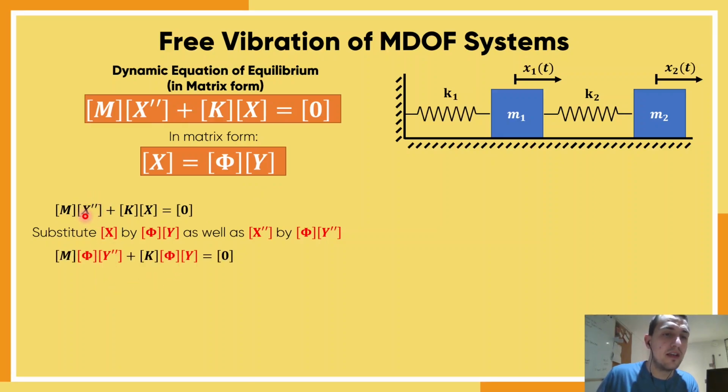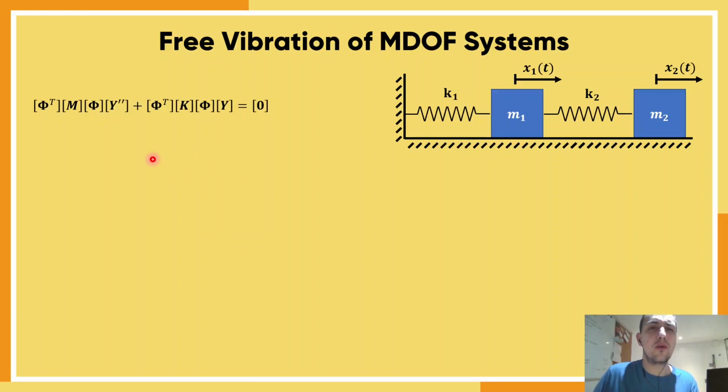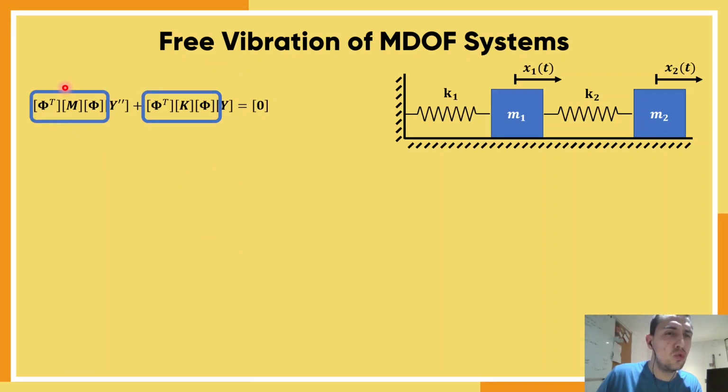So we replace x double dash by matrix phi times y double dash, and then x by matrix phi times y. And the next step that we're going to do is pre-multiply everything by phi transpose, and we get to this equation that we're going to analyze a little bit better in the next slide. So now, what are we interested in calculating? We're interested in finding these two weird matrices of phi transpose times m times phi.